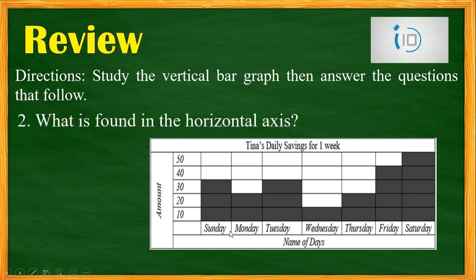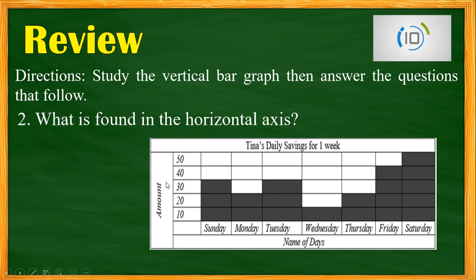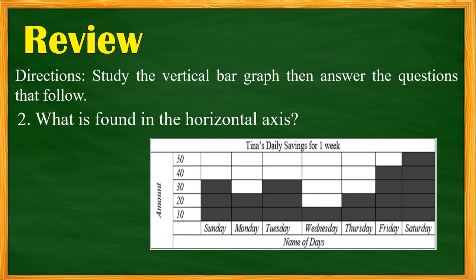Then, for number 2, what is found in the horizontal axis? You have 10 seconds. Your timer starts now. So horizontal axis, what would be the answer? Time is up. Now let's reveal the answer. This should be the number of days, not the amount. So this should be the number of days. This should be the horizontal axis, and this should be the vertical axis.